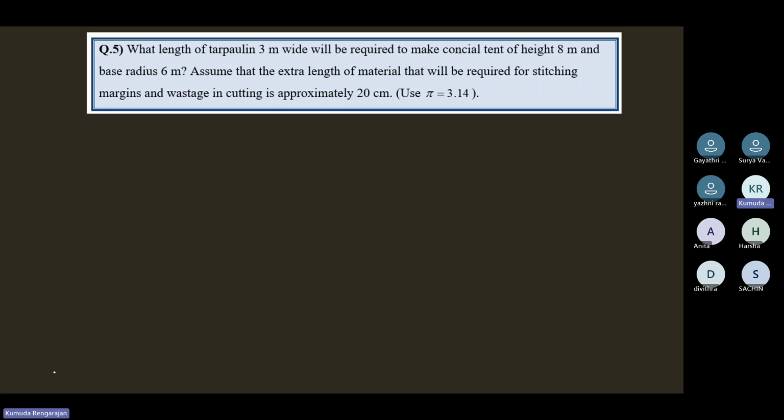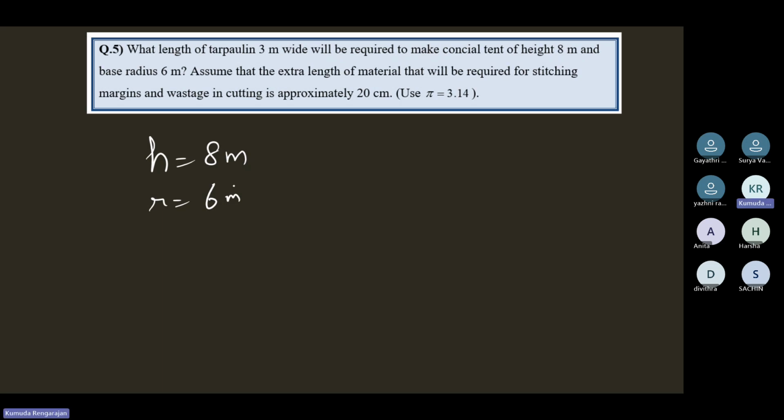The details about the conical tent are given to you. The conical tent should have a height of 8 meters and the base radius should be 6 meters. So this is the requirement. You'll have to put up a tent of this height and this radius. Now you have to decide the length of the tarpaulin you need to purchase.